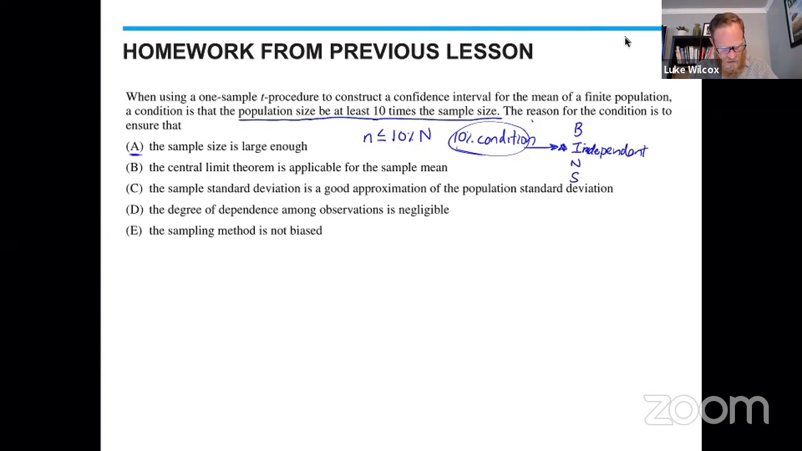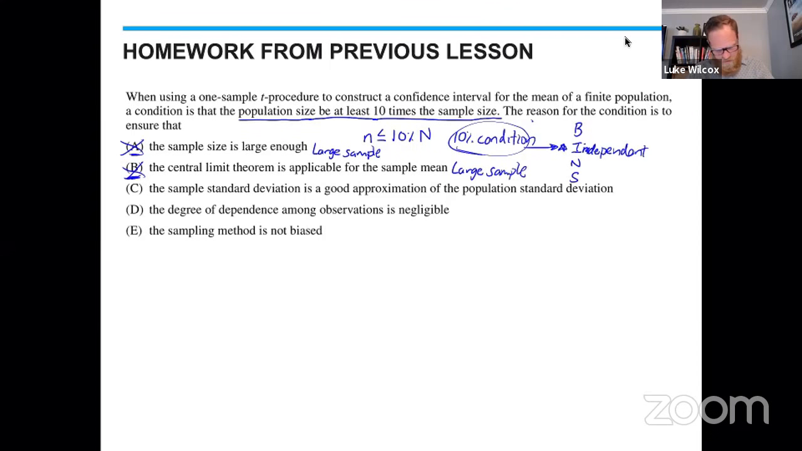Now, let's look at each one of the answer choices and see what we have here. Okay, answer choice A, the sample size is large enough. Now, that is a condition that we'd like to be met in order to use a one sample t procedure, but it's a different condition. That's what's called the large sample condition. So that one's out. Choice B, the central limit theorem is applicable for the sample mean. Well, that's actually still part of the same condition that I just mentioned, the large sample condition. If we have a big enough sample size, the central limit theorem says that the sampling distribution is approximately normal. That's not what we're going for here.